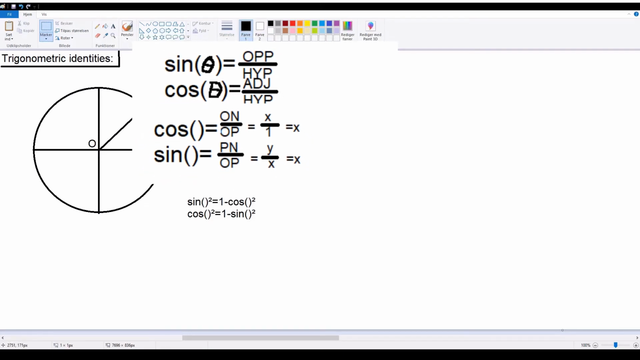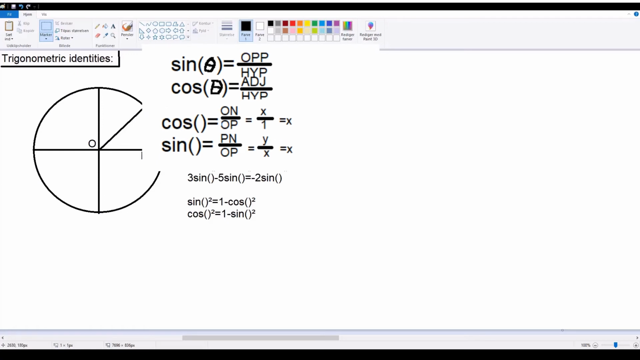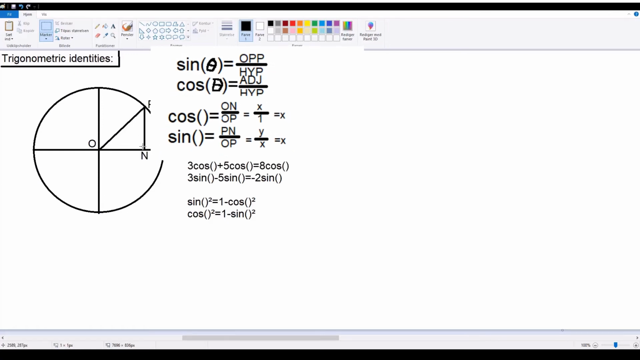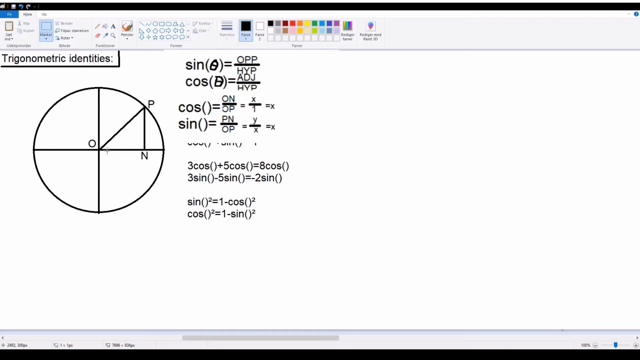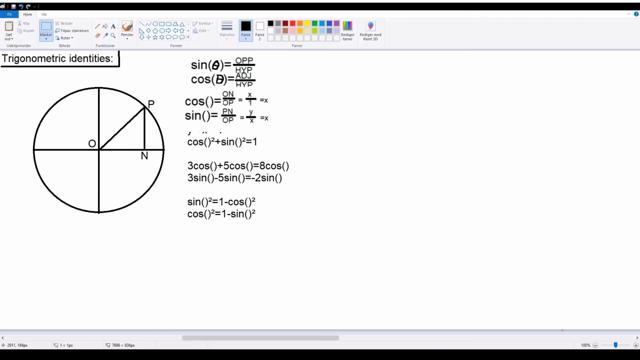We can also see that sine of PN, because PN here is the opposite side, divided by OP again, because OP is the hypotenuse, is also y divided by 1 equals y, because again we don't know how long the side PN is, but we do know that it's in this circle and it's arbitrary, so we can say it equals y.